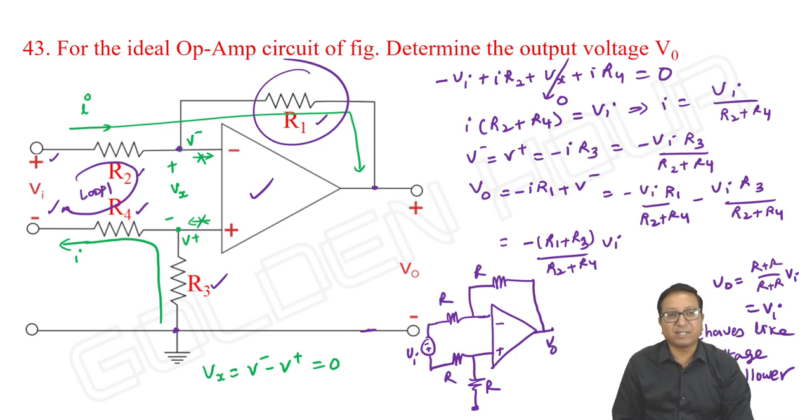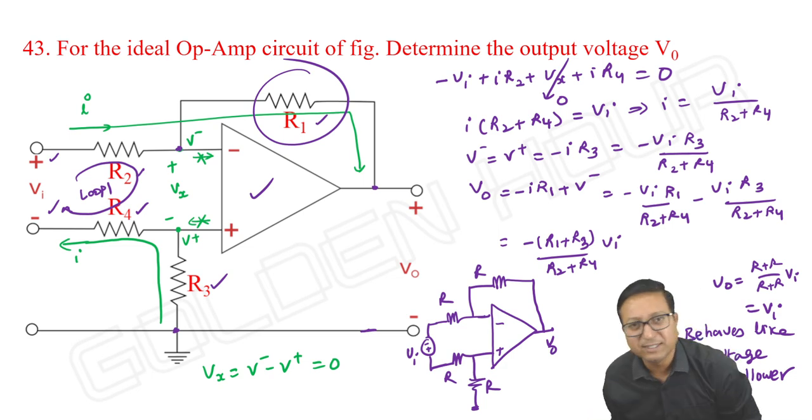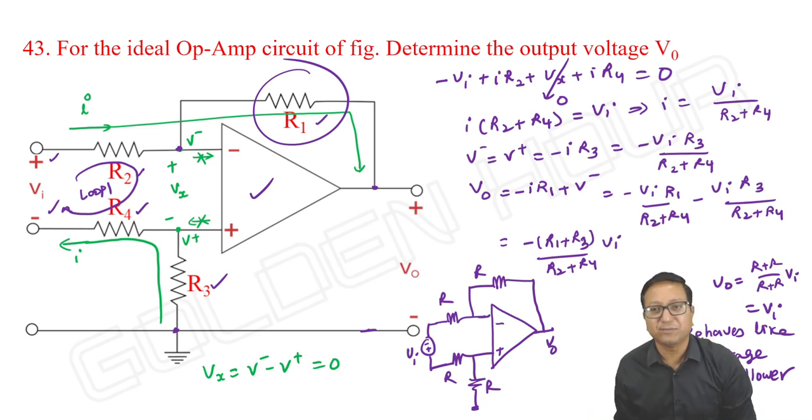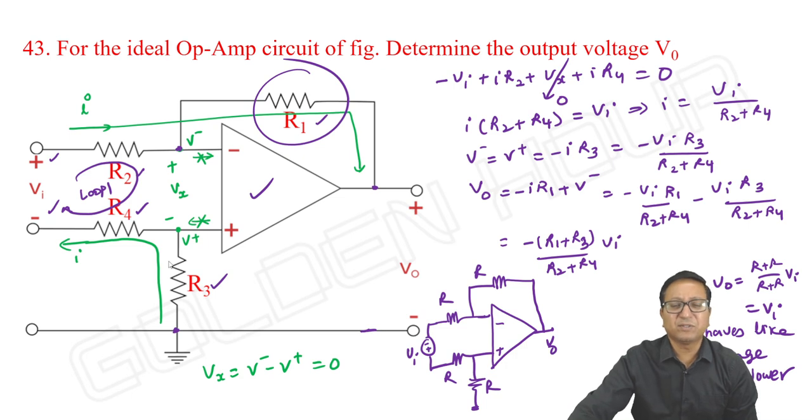If I change the polarities of the input and if all the resistors are equal, okay, or R1 plus R3, if R1 plus R3 is equal to R2 plus R4, that is also fine. Then circuit behaves like a voltage follower. But generally we take equal resistors. Okay, this is one possibility.